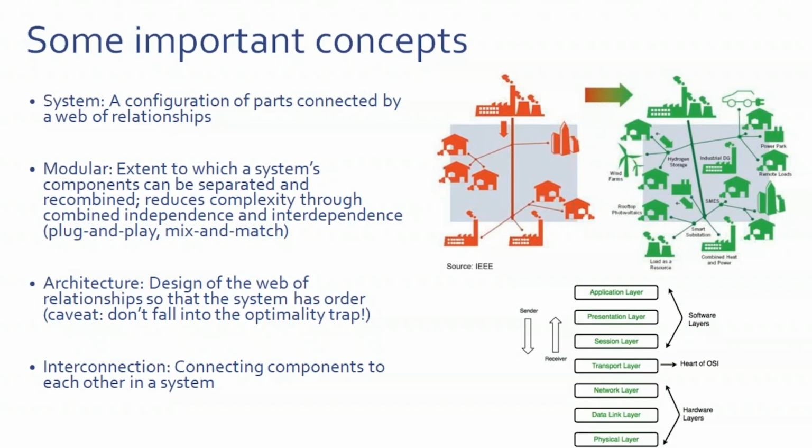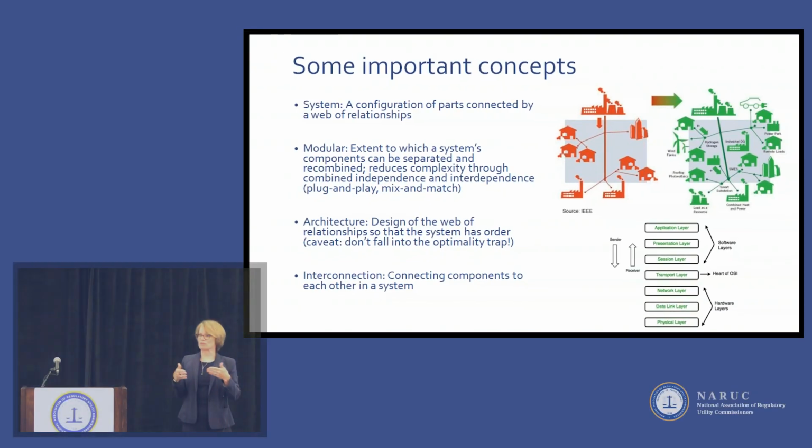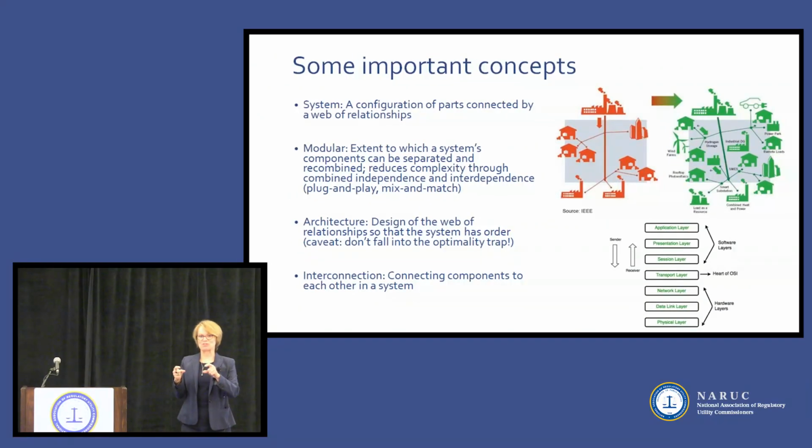First of all, what do we mean by a system? You know, we think about the electric power network as a system, a distribution system. And we see this also throughout all sorts of other parts of our economy, and especially when we think about digital systems, that we see a system as a configuration of parts connected by a web of relationships. So we can think of the internet as an example of a configuration of parts, including all of our own devices, connected by a web of relationships. And the relationships determine how those parts interact with each other.